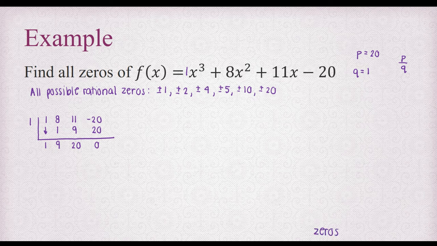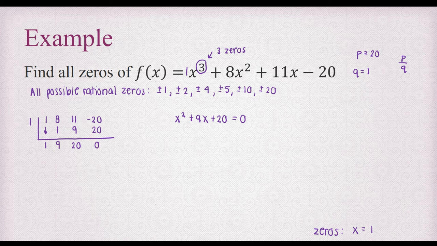So when we're asked to list what our zeros are, I know that one of my answers is 1. Remember, this is degree 3, so that means we should have 3 zeros or 3 answers. And we just found one right off the bat. Now I get to take those numbers, 1, 9, and 20, and write it one degree less than x cubed. So we'll have x squared plus 9x plus 20.